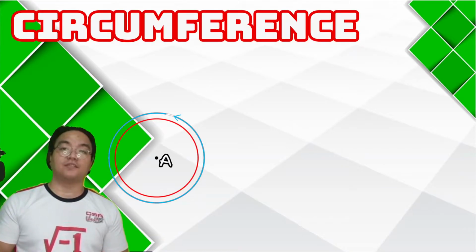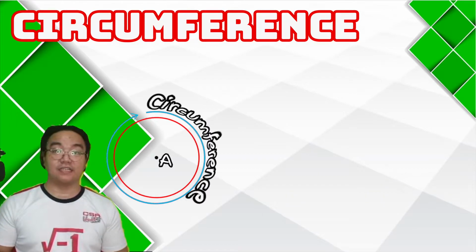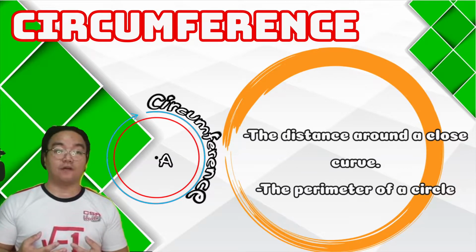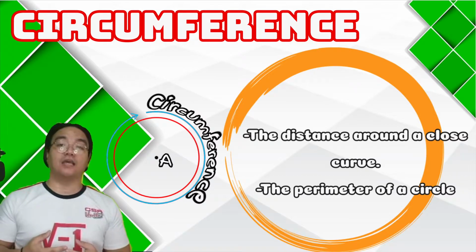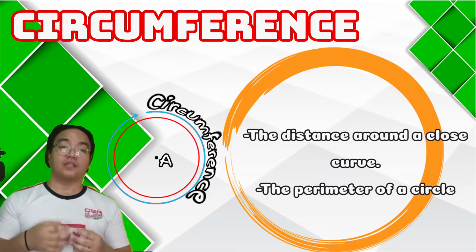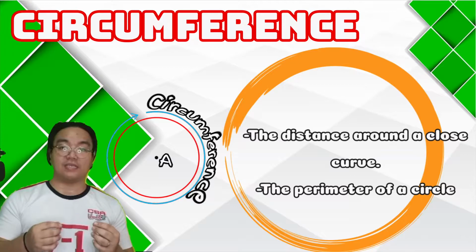The boundary of the circle is called the circumference. This is also called the perimeter of the circle. It's the arc length of the circle when you stretch out the circle as if it's a line segment.